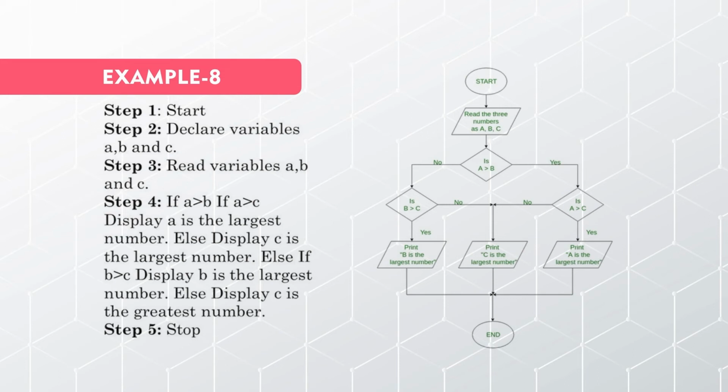Step 4 says that if A is greater than B and A is greater than C, then automatically A is the largest. But if A is greater than B and C is greater than A, then C is the largest. But if A is greater than B and B is greater than C, then B is the largest.